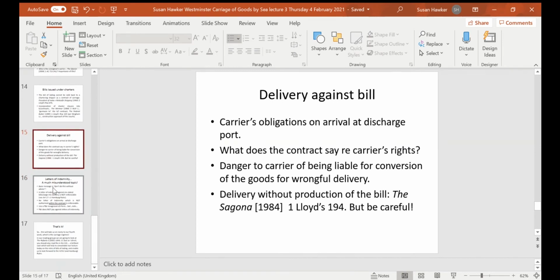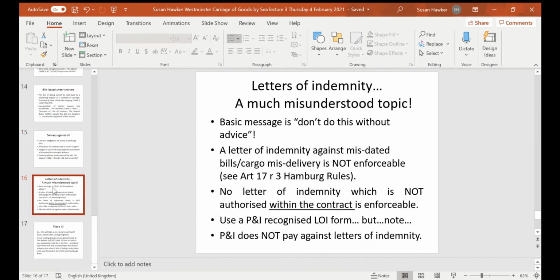Now, as a final slide then, we can say, is there anything the carrier can do? Well, he can ask the shipper for a letter of indemnity. Now, this is a much, much misunderstood topic. And if there was any one basic message that you've given the trade, it's don't do this.